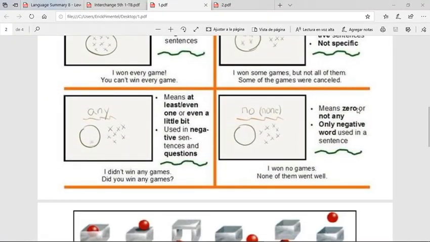And no means zero or not any, and it's only used as the negative word in a sentence. Okay, only negative word used in a sentence. It's like I won no games. None of my friends went well. You can use both, no or none. It says only negative word used in a sentence: this word makes it negative, but it's the only one that you use. I won no games. None of my friends, none of them went well.